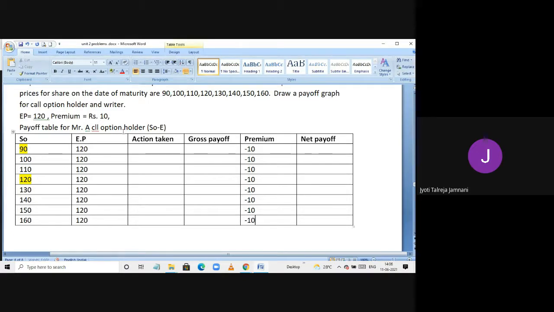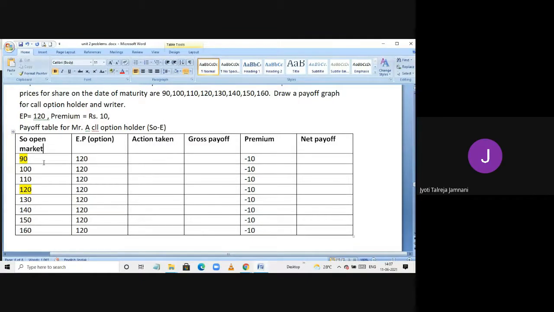Now we'll see what is the action taken. So again, you can simply look at S naught minus E and decide, or you can think that if I am a buyer, will I buy it for 90 rupees in the market or 120 in the option? This exercise price is for the option. Remember this. This is in the option and S naught is in the open market. So if you decide to buy in the open market, you will lapse the option. So it's always better to buy for 90 rupees from the market instead of paying 120 rupees in the option. So in the first case, we will lapse it.